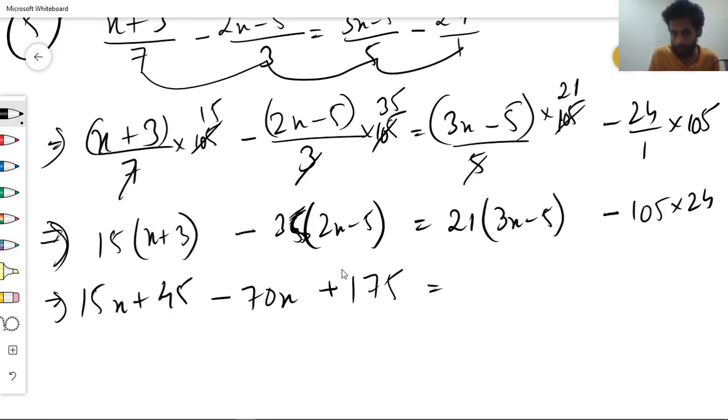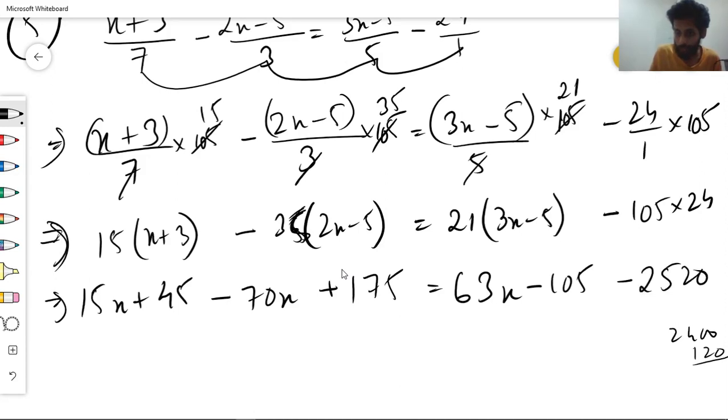After that it will be 63x minus 105, and this one will be 24 into 105, which is 2520.